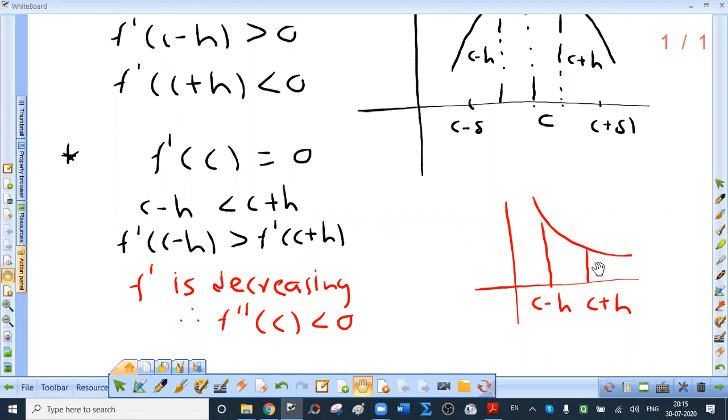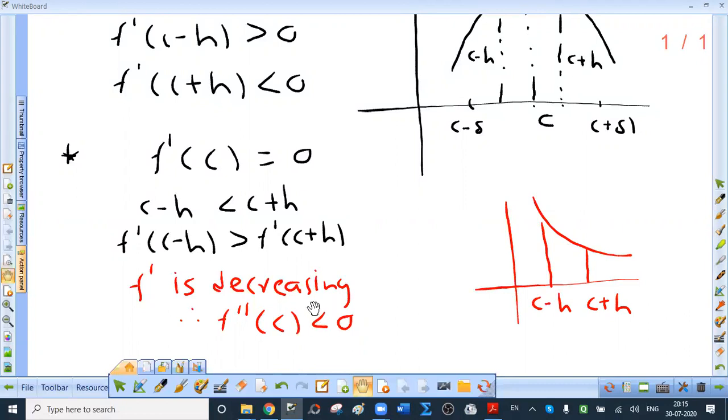See, this is the graph of which function now? f dash, because we know that f dash is again a function of x. So c minus h less than c plus h. But what is f dash of c minus h? It is greater than f dash of c plus h. So you will notice that f dash is a decreasing function. And what is the criterion for a decreasing function? Its first derivative is less than 0. Now first derivative of which function? f dash. So the derivative of f dash is f double dash, and therefore we say that f double dash of c is less than 0.